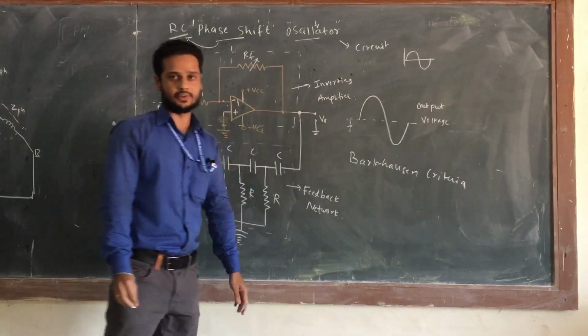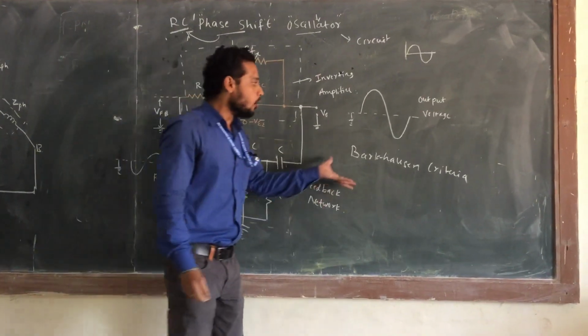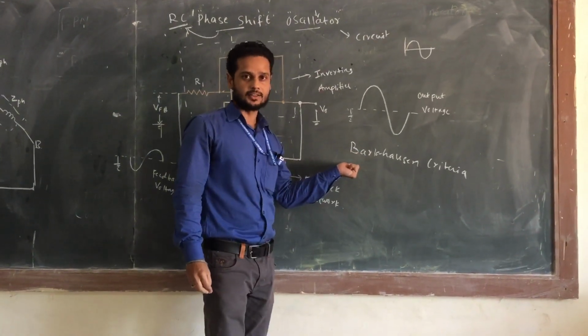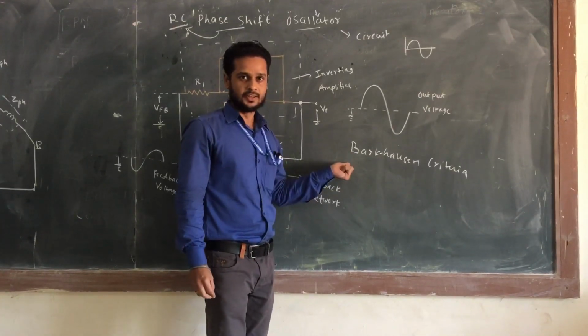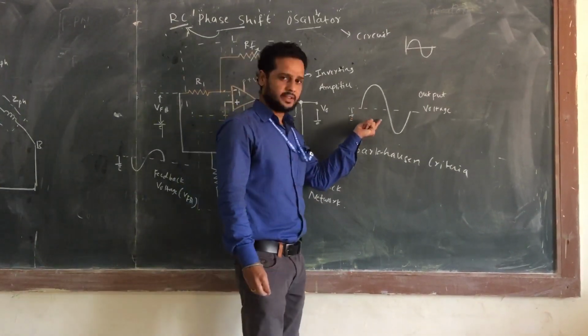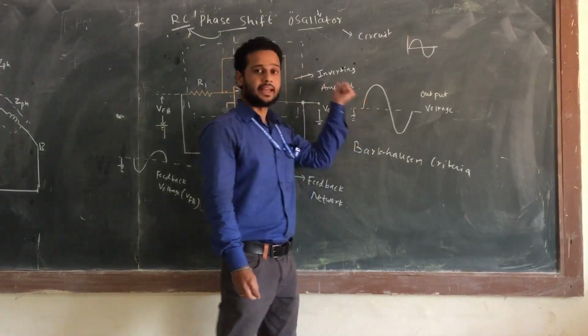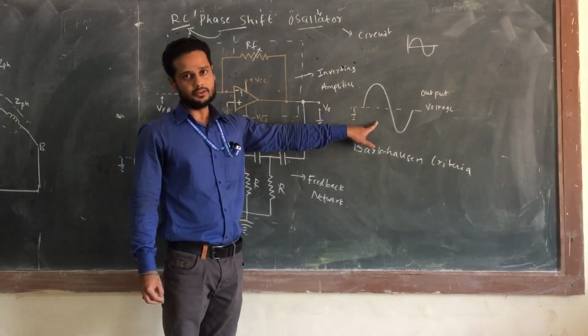This has to be satisfied. Now the question here is, what are those conditions of the Barkhausen criteria? Until and unless those conditions are satisfied here, it is not at all possible to produce the output without applying any input having one particular frequency.